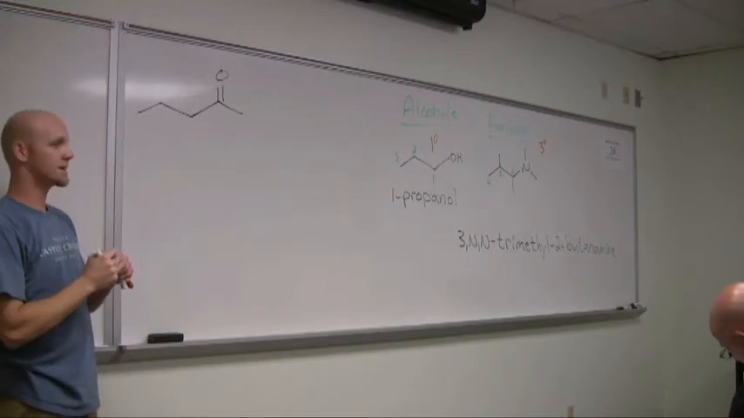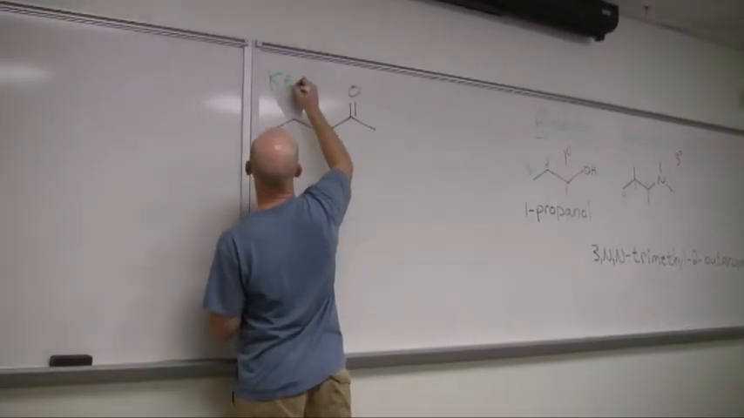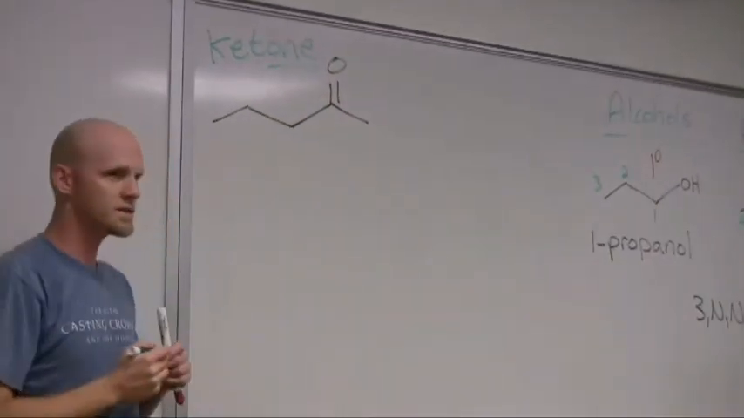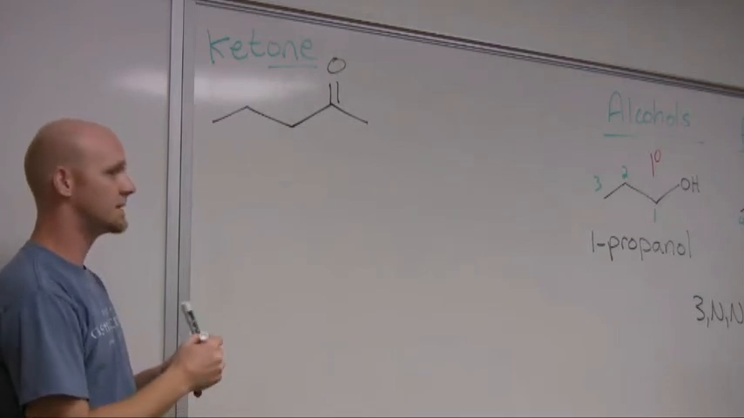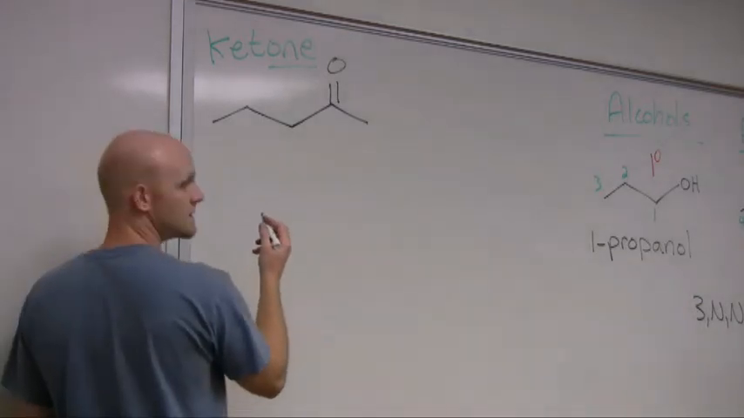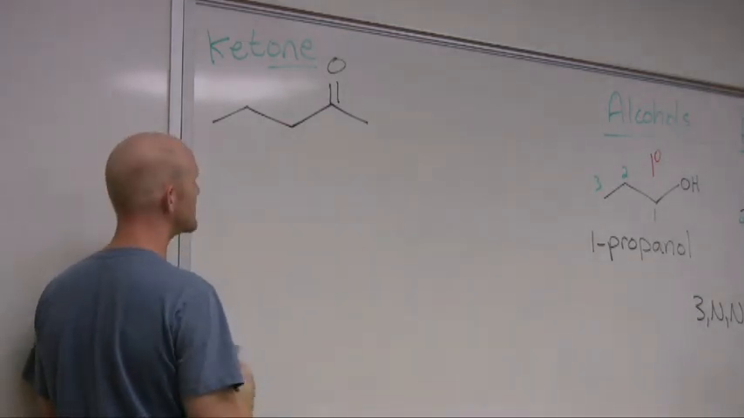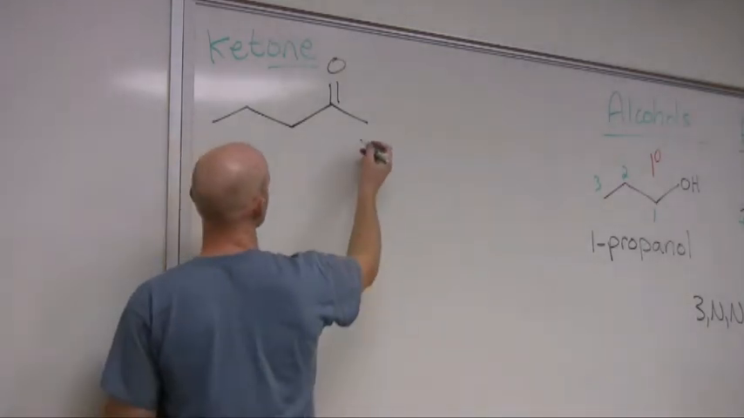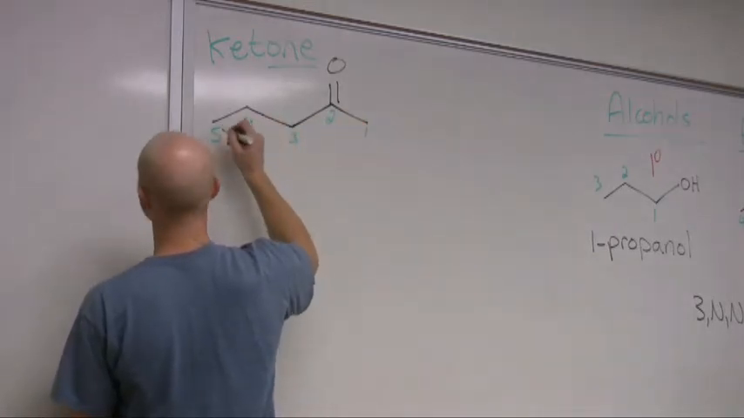My functional group here, ketone. So ketones end with the suffix -one. How do I name this ketone? It's my longest chain containing the carbonyl carbon. 5. It is indeed 2-pentanone.